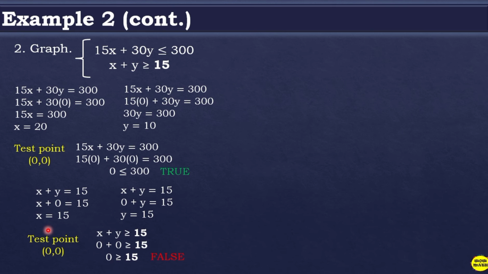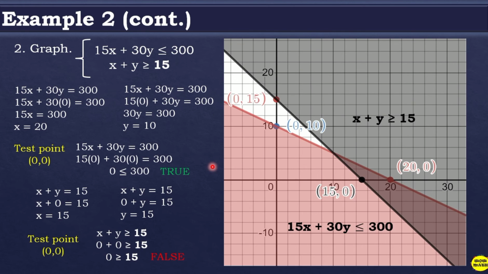No. So, this is false. Ibig sabihin, pag ginraph mo 'tong second inequality mo, dapat yung test point mo hindi kasama doon sa shaded region. Okay? So, what will be the result of your graph? Ito po siya.